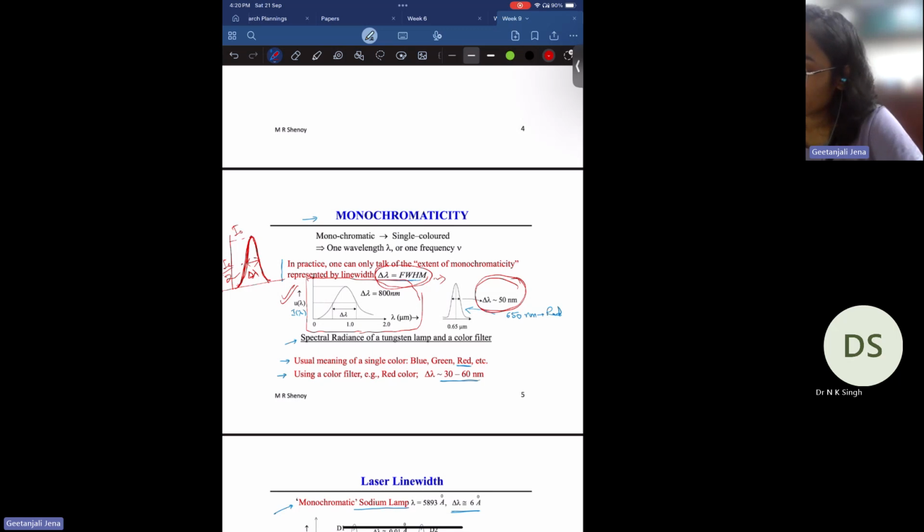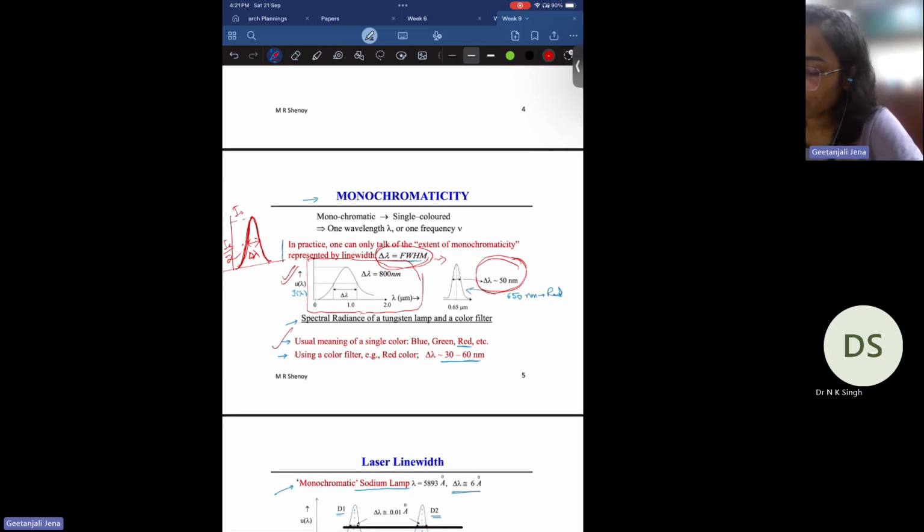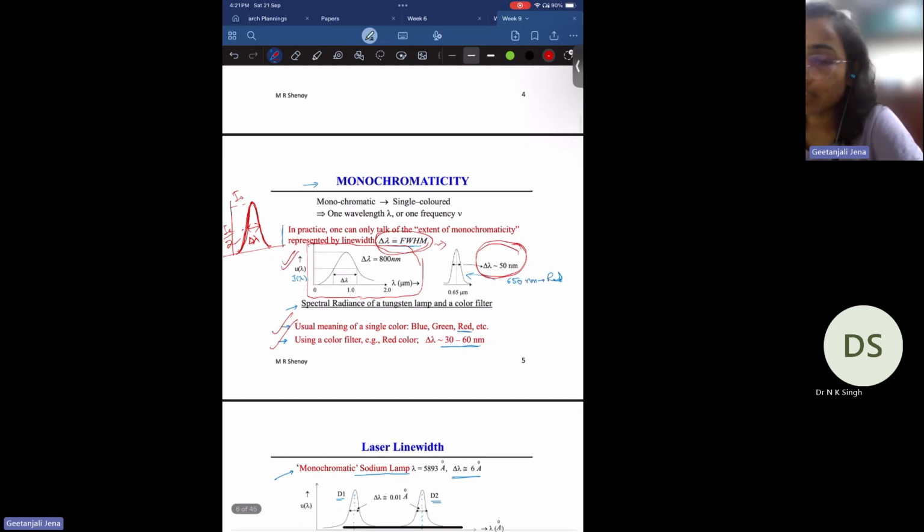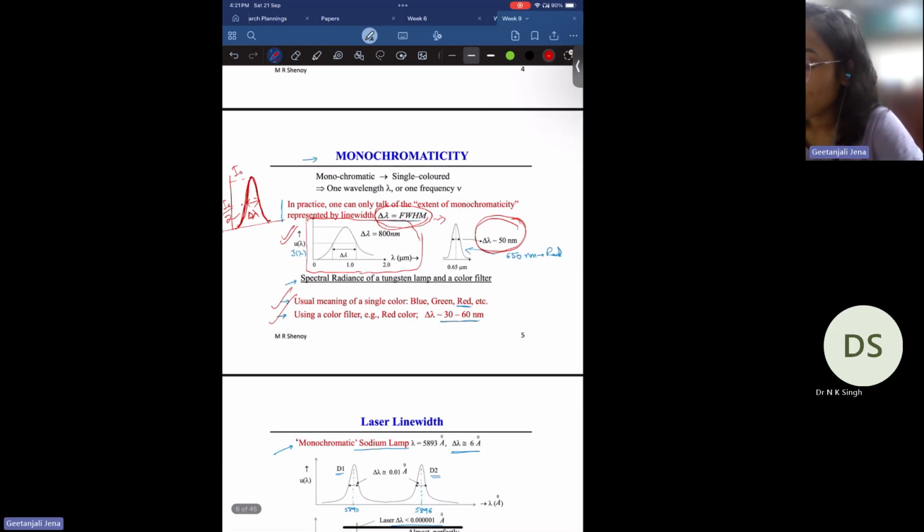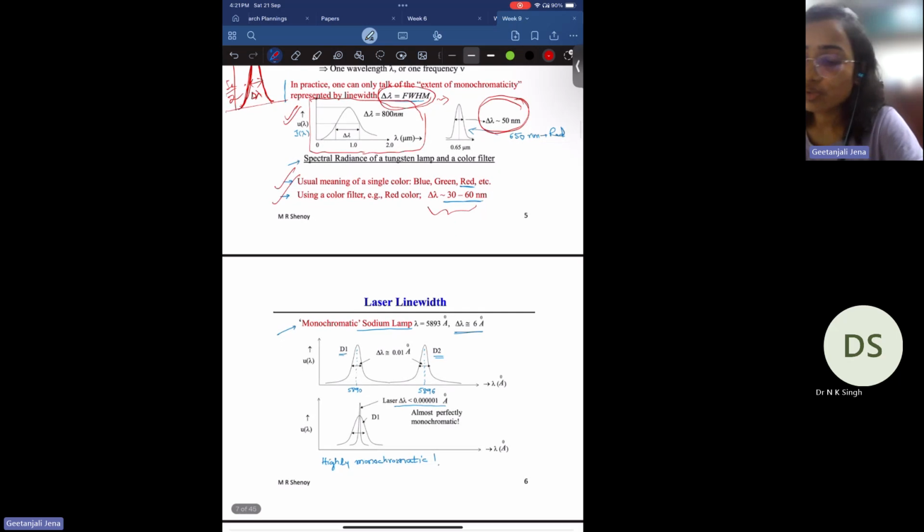Now, these are some typical examples of color filters. We have different types of color filter: blue, green, red, violet, any color that we want to use. For these color filters, the delta lambda typically lies between 30 to 60 nanometers.